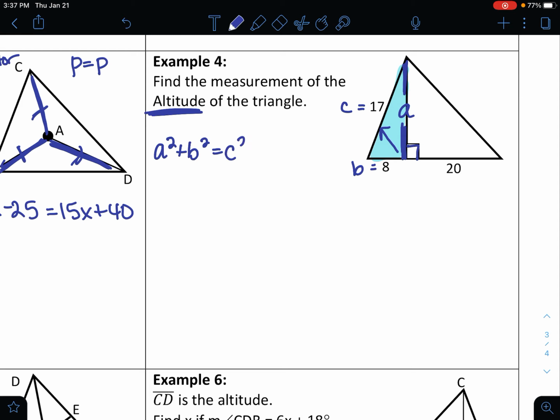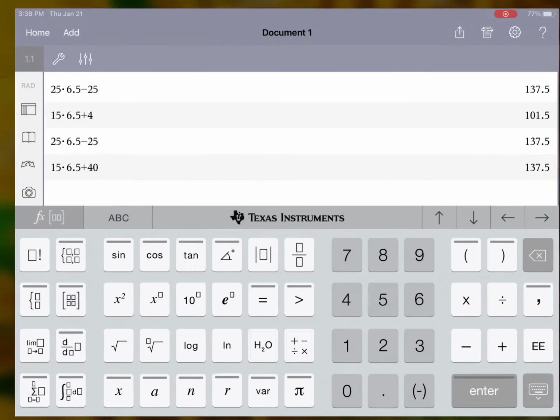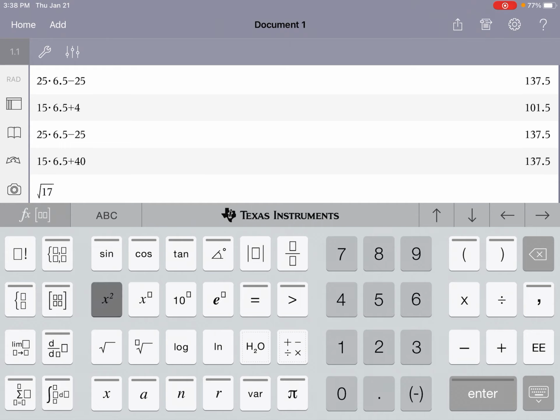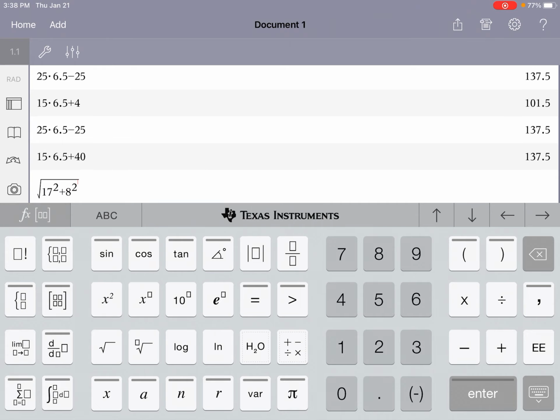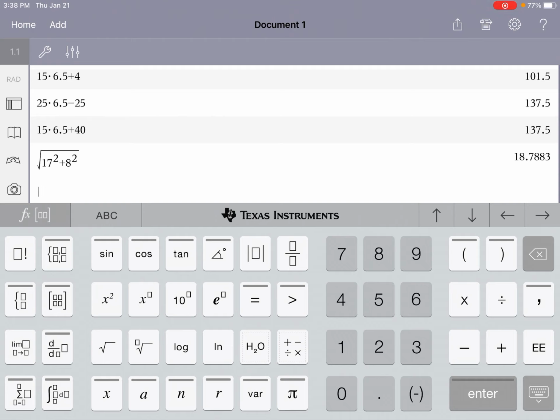Okay, so altitude, you can always use, well, not always, you can sometimes use Pythagorean theorem. All right, so we don't know A. We do know B is 8 and C is 17. So since I don't know one of the legs, I'm going to have to subtract. So to figure out what that leg is equal to, I'm going to take the square root of 17 squared and subtract 8 squared from it. Okay. So we get 18.78, but instead of writing 18.7, guys, that rounds up to 18.8.